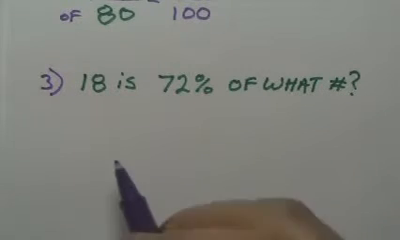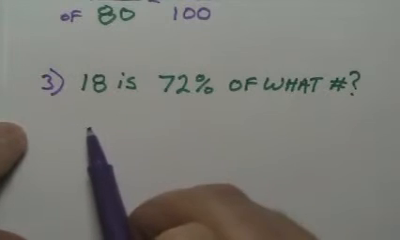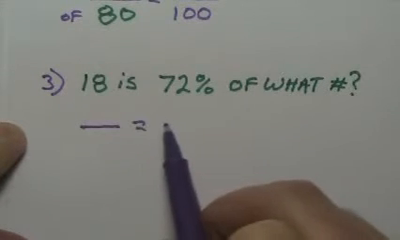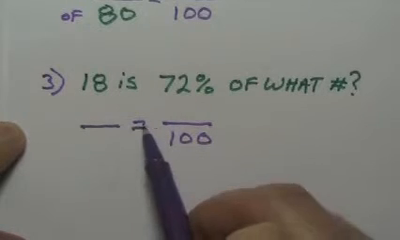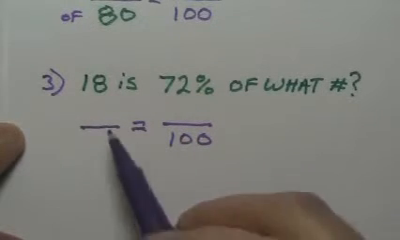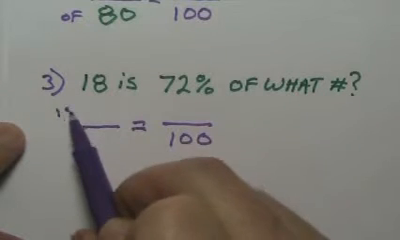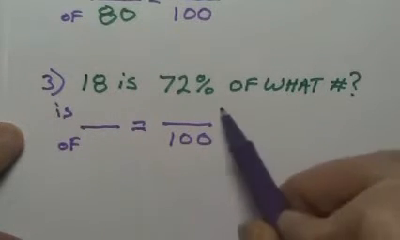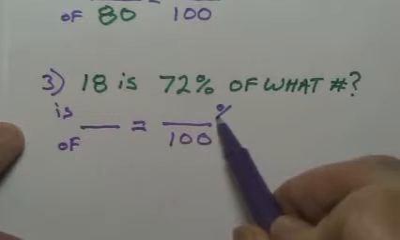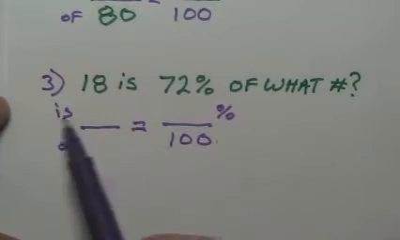Remember, our first step is to write our proportion. 100 goes in the bottom, so bar equals bar 100. Remember, the upper left is the "is," the bottom is the "of," and the top there is percent. Okay, now let's see what we got here.